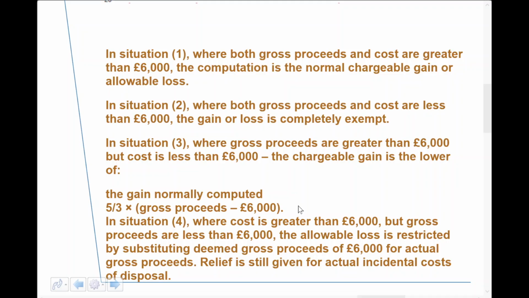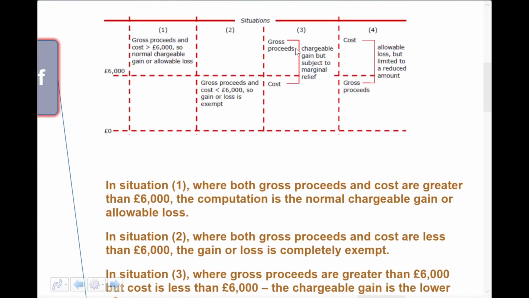So in actual fact, in this scenario, I'd have to do 2 calculations. I'd have to go up top and say, okay, sorry, you said the gross proceeds are more than 6. Yeah. The cost is less than 6. So we have 7,000 gross proceeds, cost of 3. What's the gain? Yeah. Well, the gain is 4.